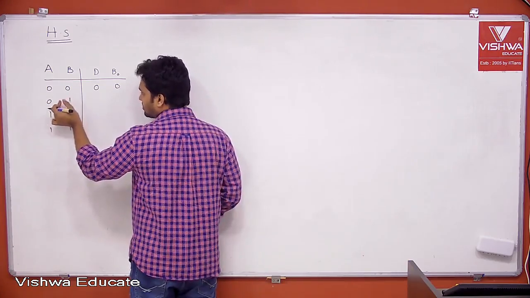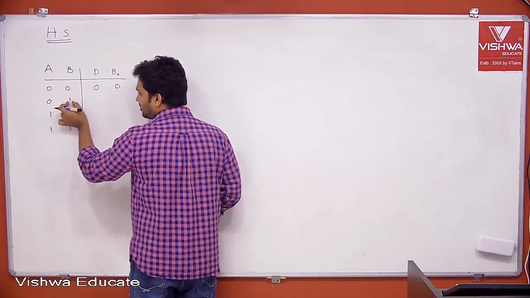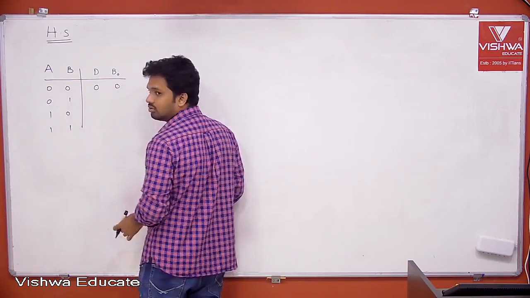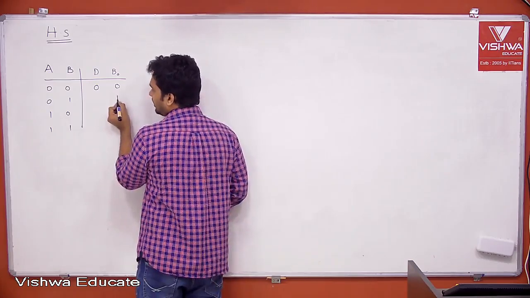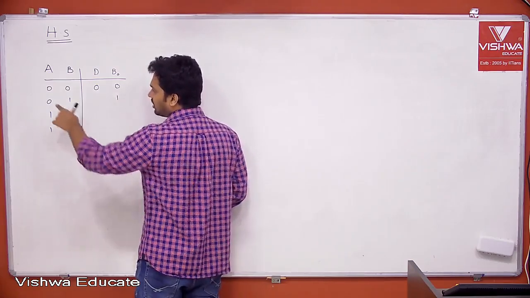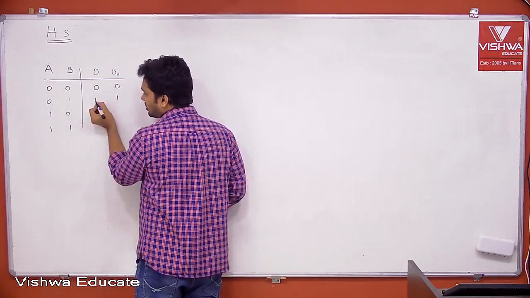We are doing A minus B. I cannot subtract 1 from 0. What do I need to do? Here I need to bring a borrow from the higher order state. That will become 2. Then 2 minus 1, what is the answer? 1.